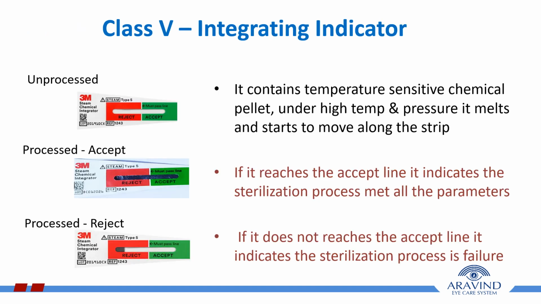Class 5 is an integrating indicator. It contains a temperature-sensitive chemical pellet. Under high temperature and pressure, it melts and starts to move along the strip. If it reaches the accept line, it indicates that the sterilization process has met all the parameters. If it does not reach the accept line, it indicates that the sterilization process has failed.